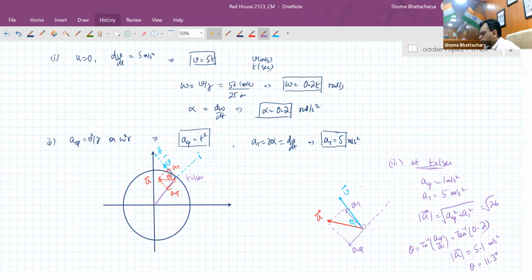So you can always use this type of question as something to revise the concepts of kinematics of circular motion, because all the interconnected aspects of it, like the relationship between angular parameters and velocity, angular parameters and acceleration, and all these things, they're included in this.